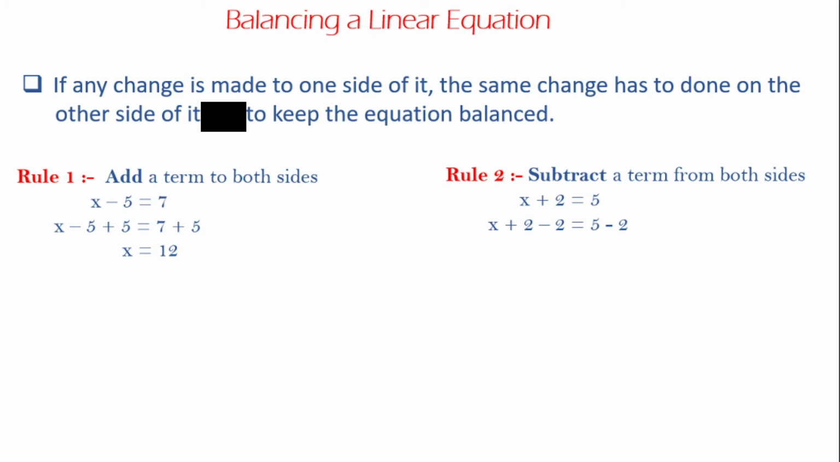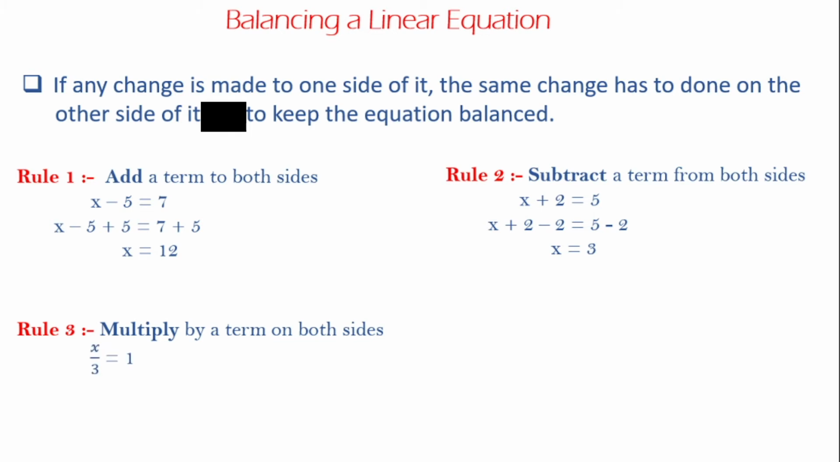When you solve 5 minus 2, you will get 3 on the right hand side. And when you solve 2 minus 2 on the left hand side, you are left with x on the left hand side. So you will get x equals 3. Now the third rule says that you multiply by a term on both sides.